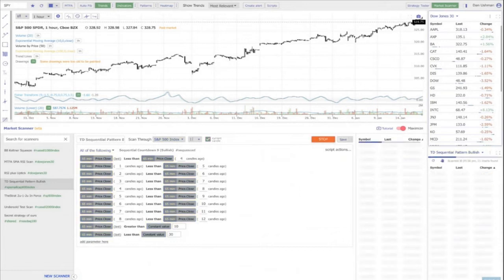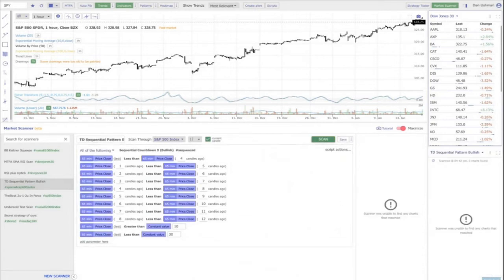When I click scan here, you can see that the system will search the market for any chart that matches these conditions on this time frame. And it'll generate a watch list for me. I guess it's not found many. Let's try a different time frame.